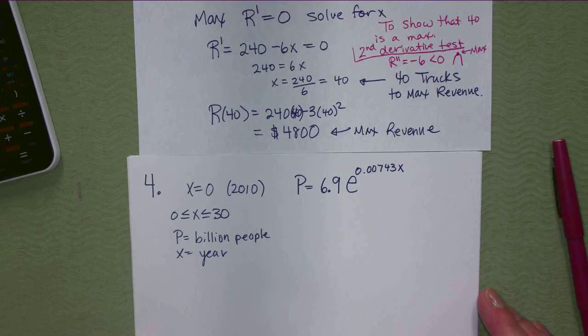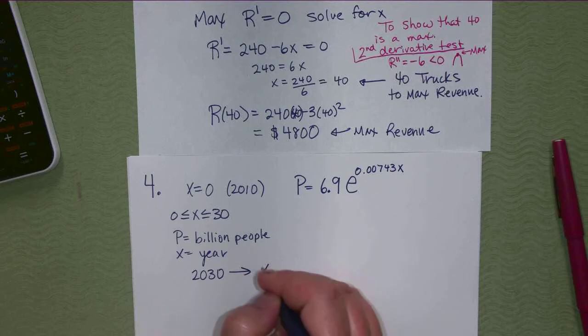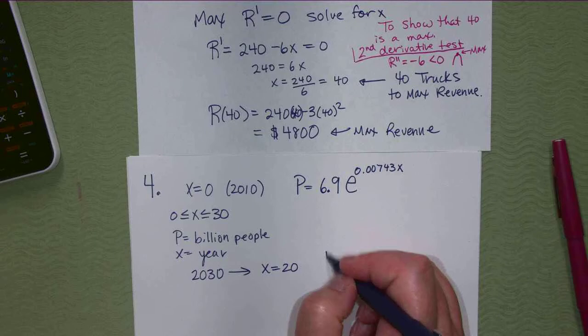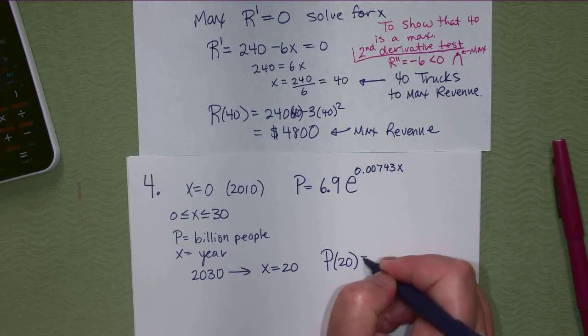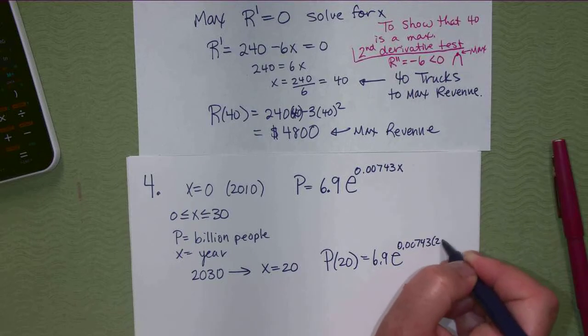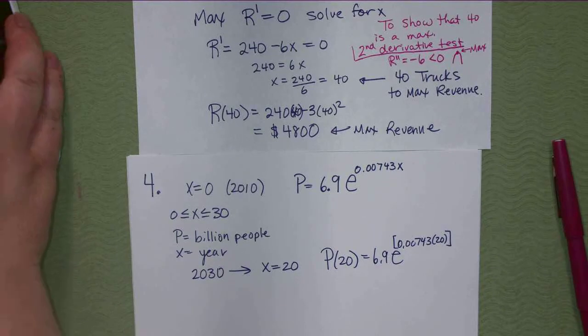Okay, so what does the question say? Use this formula to predict the world population in the year 2030, and then what is the rate of change of the world population in 2030? So 2030 would be what x value? 20 years later, yep. And so they want the actual population at 20. Make sure you put that whole exponent in a bracket, or get that number first.